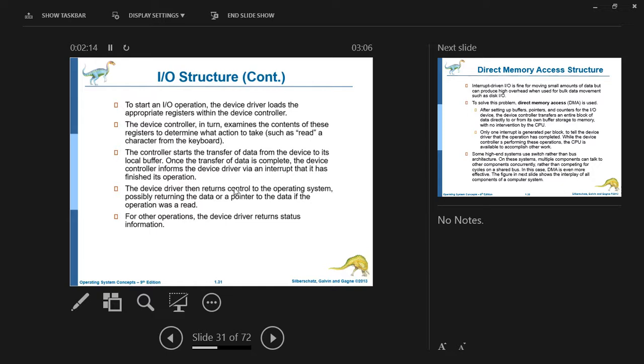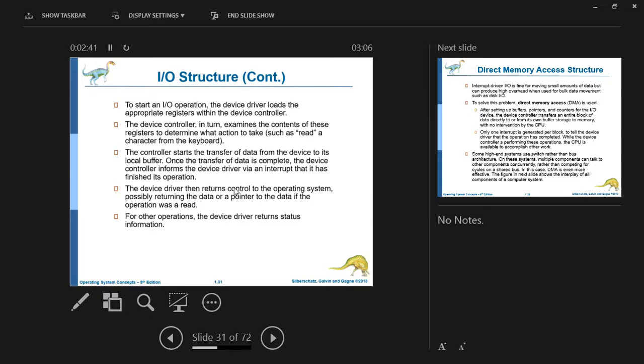Once the transfer of data is complete, the device controller informs the device driver via an interrupt that it has finished its operation. As I said, the entire operating system is interrupt driven. Once any device finishes, it has to enable an interrupt. It has to send a signal to the CPU stating that I have finished, so that the CPU can start another task or delegate another task to any other device, right?